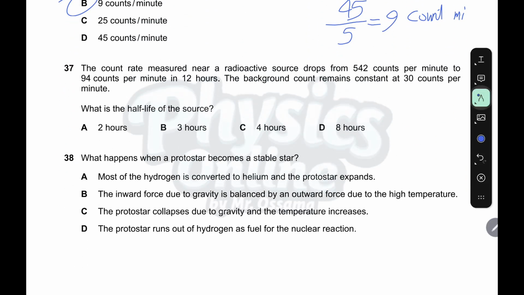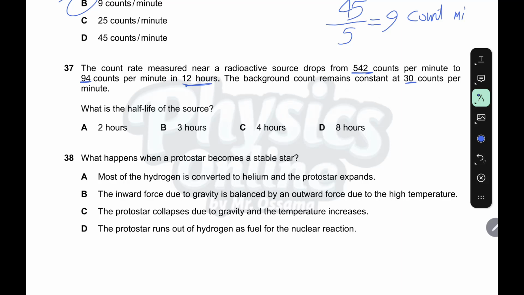Question 38. The count rate measured near a radioactive source dropped from 542 counts per minute to 94 counts per minute in 12 hours. The background remains constant at 30 counts per minute. What is the half-life of the source?